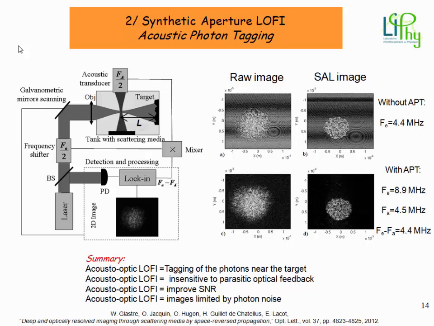So with acoustic photon tagging, we are able to increase the quality of the image. We are able to reach the shot noise limit of the LOFI detection, due to the fact that now we don't have any parasitic reflection coming back from the objective, coming back from the frequency shifter, coming back from the scanner in our experiments.